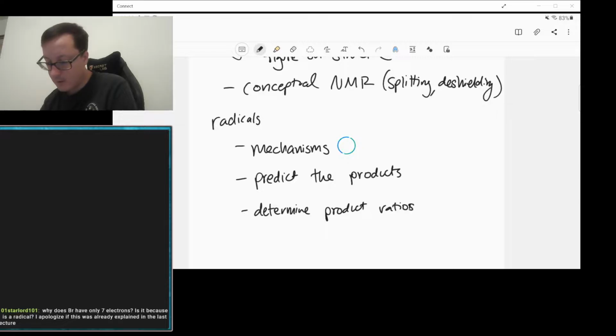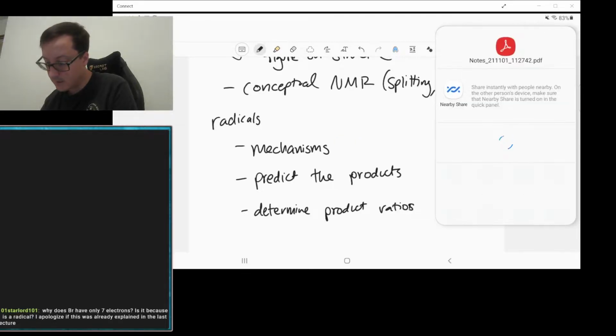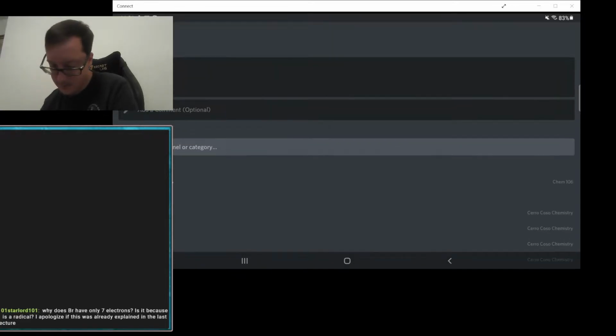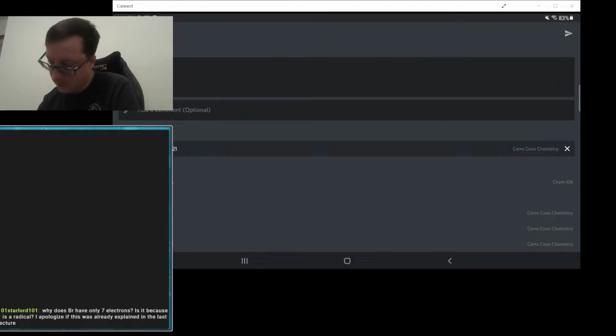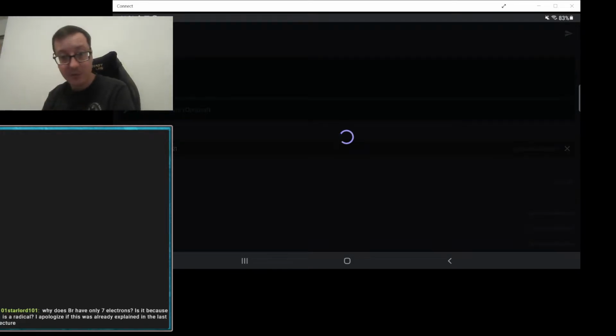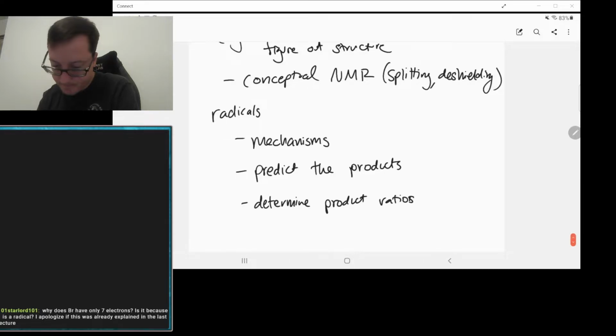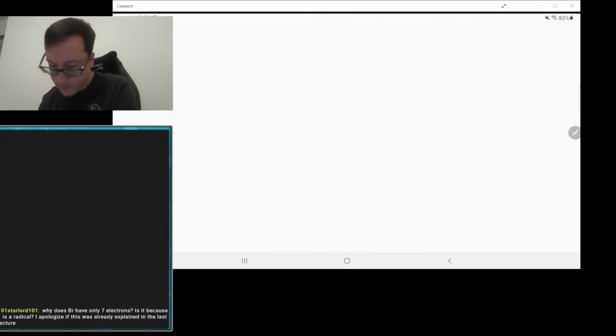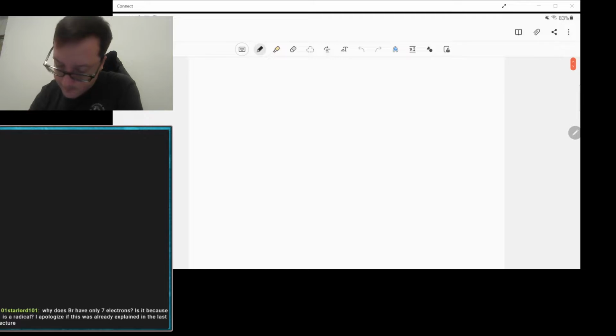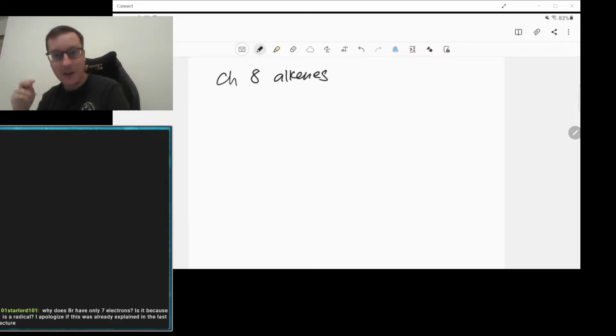Alrighty. So once this decides to load, we're going to go ahead and start alkenes. There we go. So I'll put that up, and then we'll have a separate set of notes for the alkenes. Alrighty. So what chapter is this? 8, I think. So alkenes.